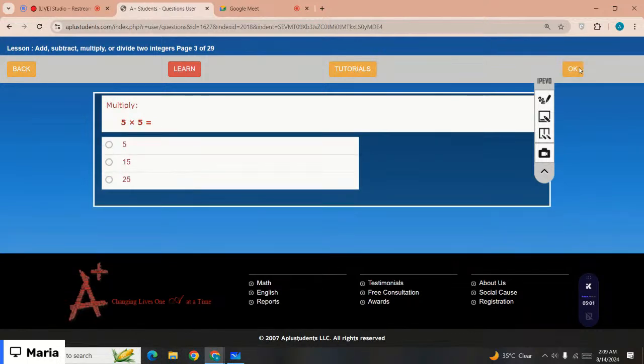The next one is 5 times 5. So simply you are multiplying two positive numbers. So the answer is always a positive number, right? That is 5 times 5 equals 25. The correct option is option number 3. Very good.